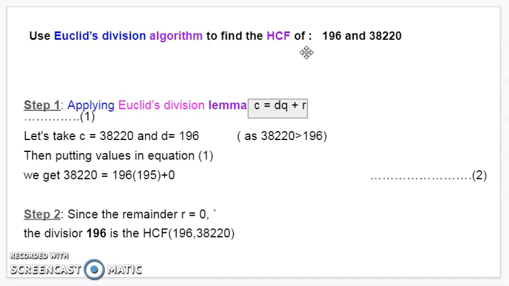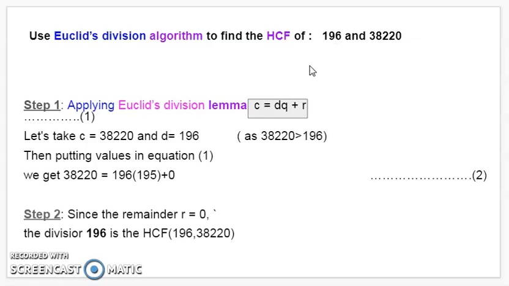Now we'll see an example to find HCF with the help of Euclid division algorithm. As we earlier understood, that algorithm is a set of defined steps. So here we have to find the HCF of 196 and 38,220.